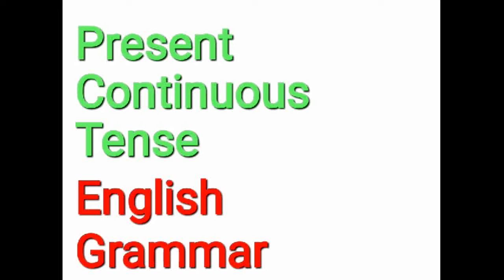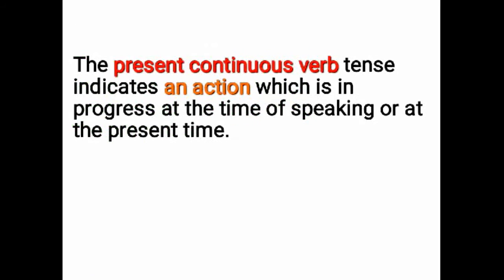Today I will teach you present continuous tense. The present continuous verb tense indicates an action which is in progress at the time of speaking or at the present time. Present continuous tense is also called present progressive tense. It is a verb tense when we talk about an action happening at present or an action in the future. Present continuous tense indicates two types of tenses, like simple present tense and future tense.